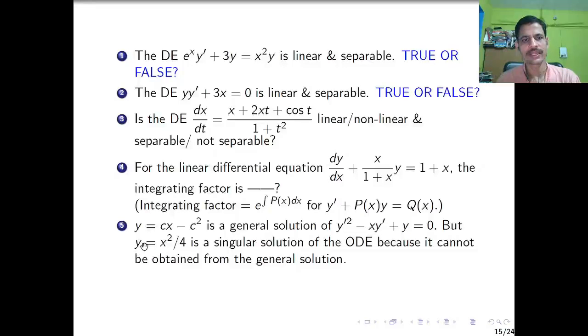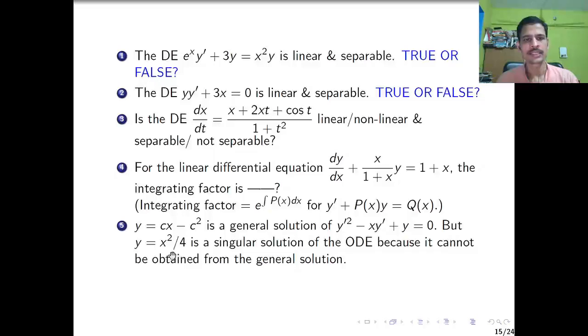You get y dash is equal to 2x by 4, that is y dash is equal to x by 2. So when you substitute that in this equation, here y dash is x by 2, so it will be x square by 4 minus x square by 2 plus x square by 4. So this together will give you 0. So this is also a solution of the ordinary differential equation.